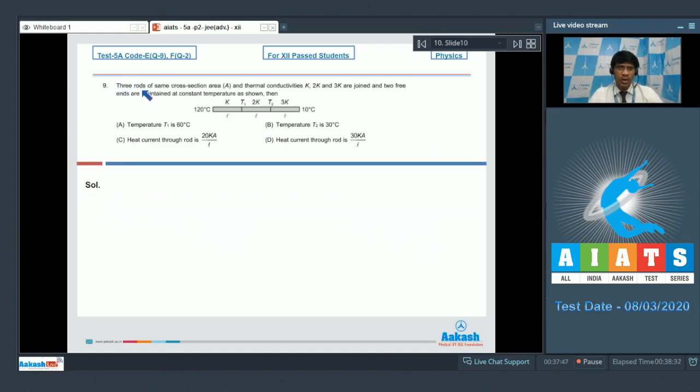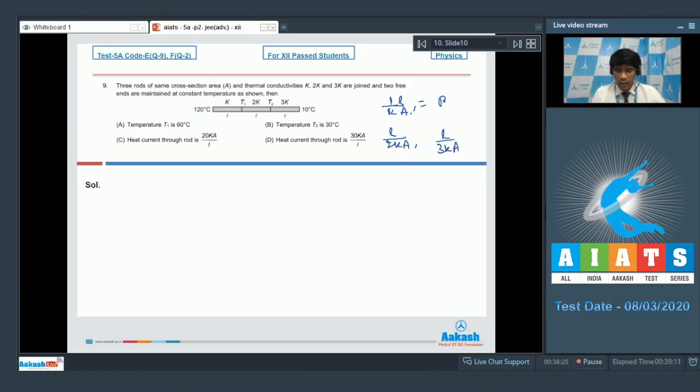Here in question number 9, three rods of the same cross-section area A and thermal conductivity K, 2K and 3K are joined, and two free ends are maintained at constant temperature as shown. Here it is 120 degrees Celsius, this is 10 degrees Celsius. Let the thermal resistance of this part be L divided by K A. About this portion, it will come out to be L divided by 2K into A, and for this one it will be L divided by 3K into A.